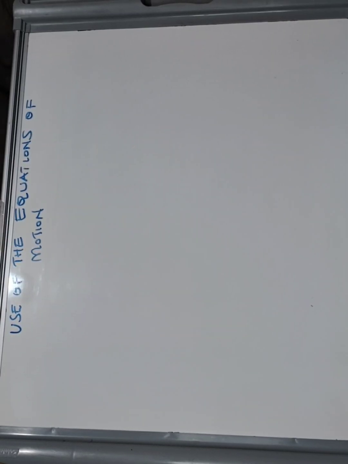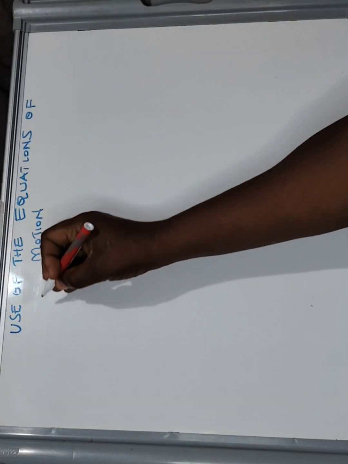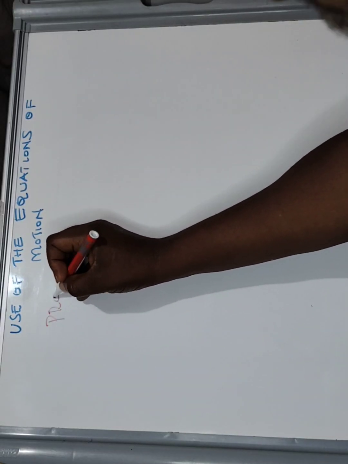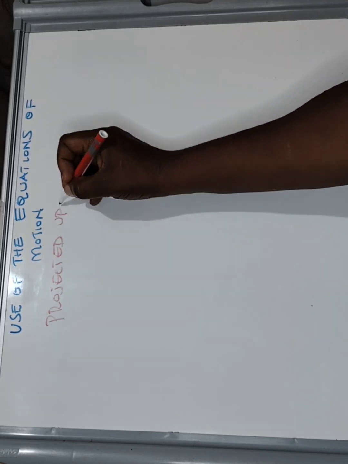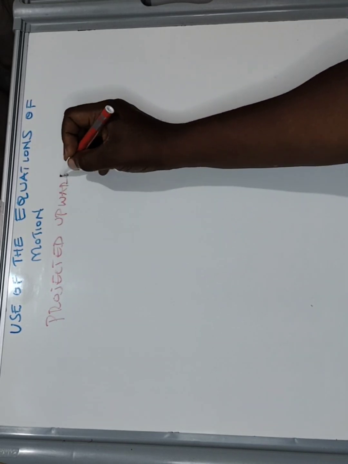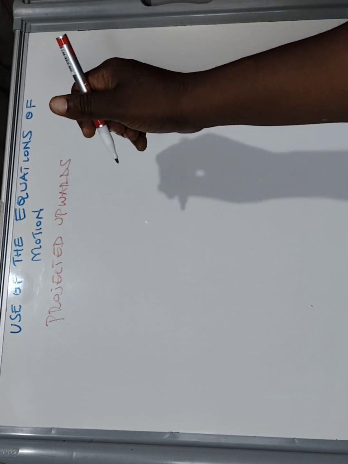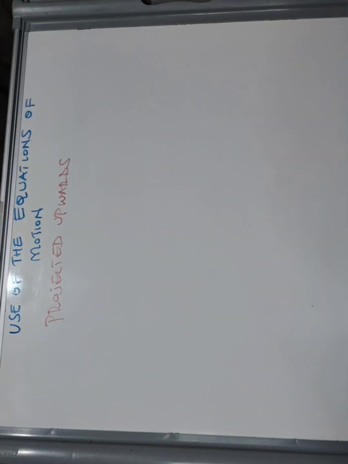Yeah, then comes this part. Use of the equations of motion. Okay, here, these are the principles which we base on when we are substituting in the equations of motion. I hope we understand them. Let us look at the first scenario. The first one is projected upwards.